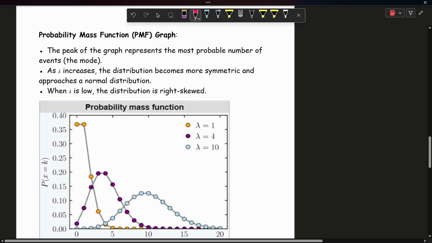Probability mass function. The shape of the graph is skewed, always skewed. We can observe that if lambda is increasing here, yellow dots are connected when lambda is 1. If lambda is 4, then it follows this distribution curve. And as lambda is increasing, the curve is becoming more symmetric and approaches a normal distribution. When lambda is low, the distribution is right skewed. The highest point on this graph represents the mode of the distribution.